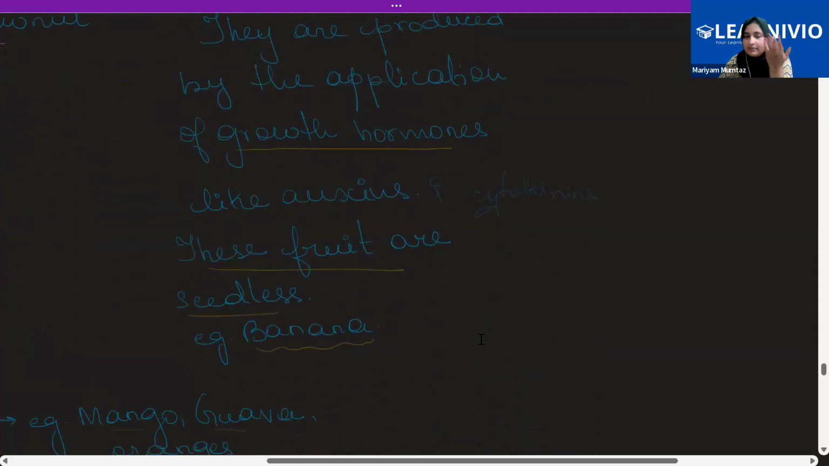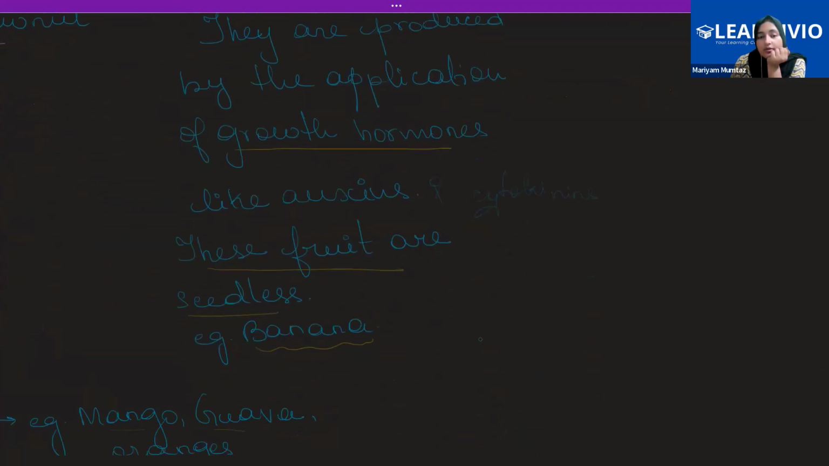One such example is banana. The two hormones that are used are auxins and cytokinins. These are the two plant hormones utilized to make seedless fruit, or fruits without fertilization. Now, why am I saying they are seedless? Because since fertilization did not take place, how will the ovule become the seed? So here they do not even have the seed, such as banana. Clear?